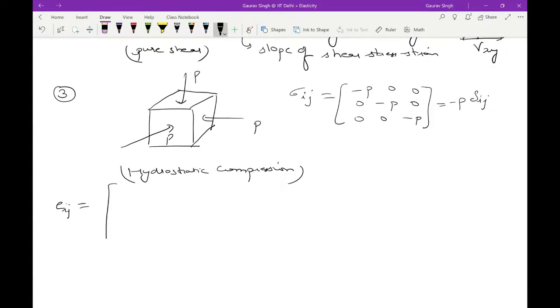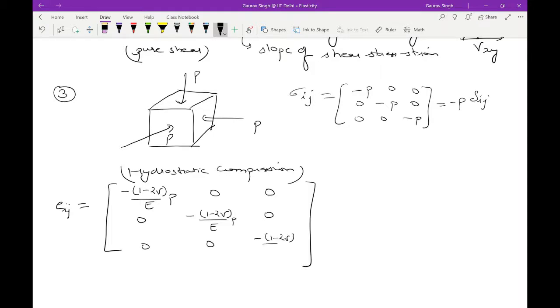Again, just using the inverse of Hooke's law, which we have been using in the earlier two cases, we can write it as (1 minus 2 nu) by E. Please do this, okay? Do not leave this out. Try to find that the strain field is actually equal to this. Okay, so this is the strain field which you would get at the same point, I mean the center perhaps, of this element.